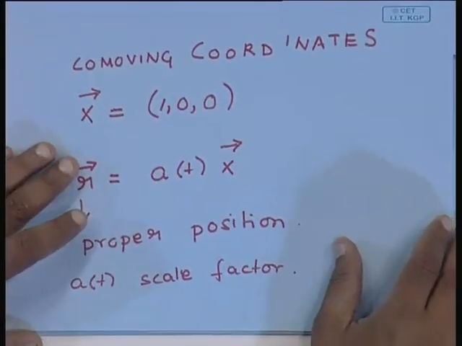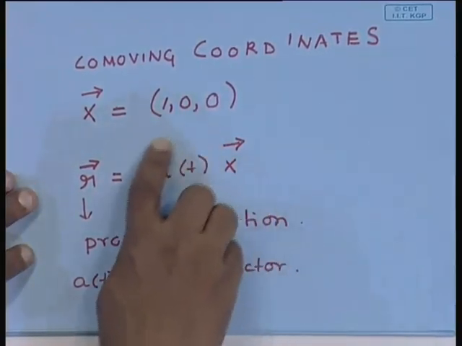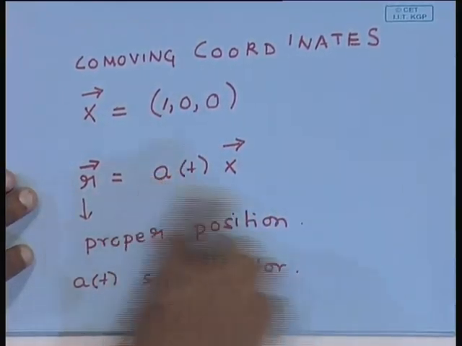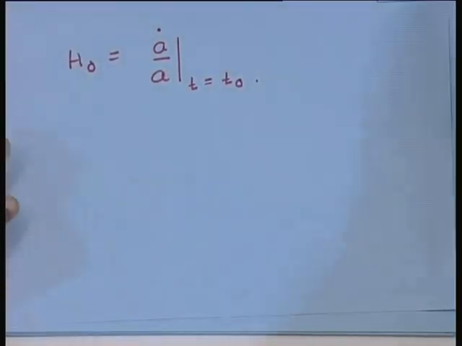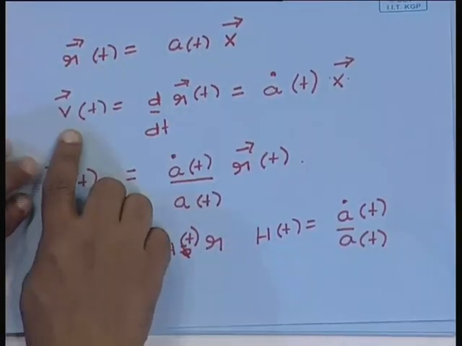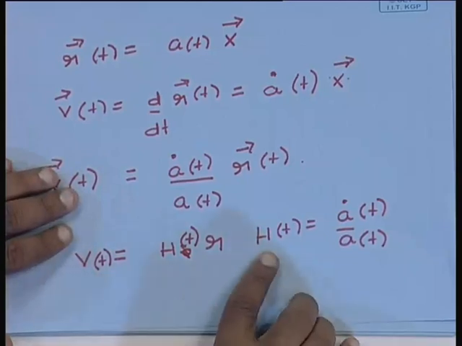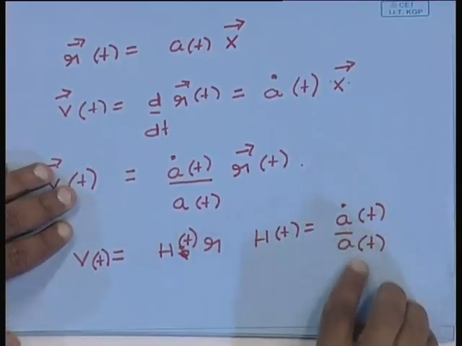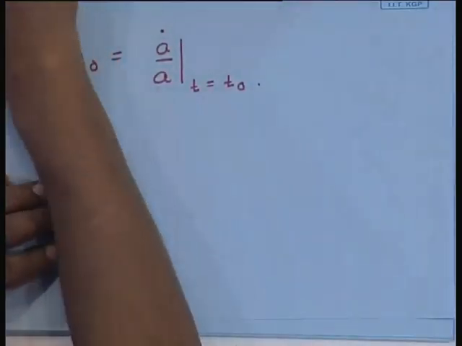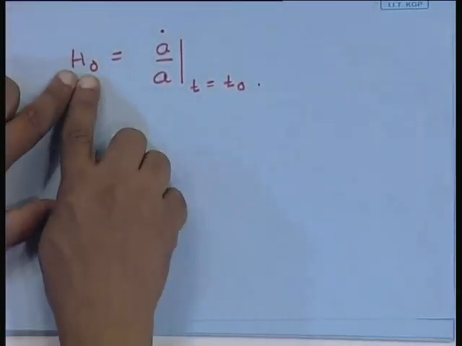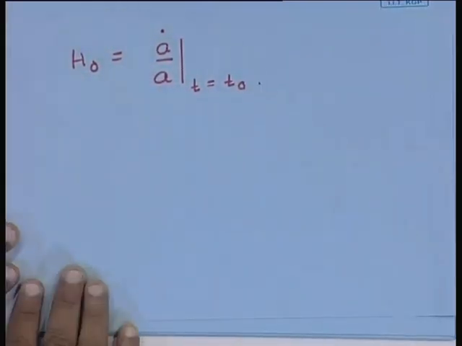The expansion, the motion of the galaxies, has been put into a function called the scale factor A of t. Now, once we make this kind of an assumption, we found that what you see sitting at a fixed position is exactly Hubble's law, and the Hubble parameter H at any given time is the time derivative of the scale factor divided by the value of the scale factor. At present, H naught is A dot by A at t equal to the present value.